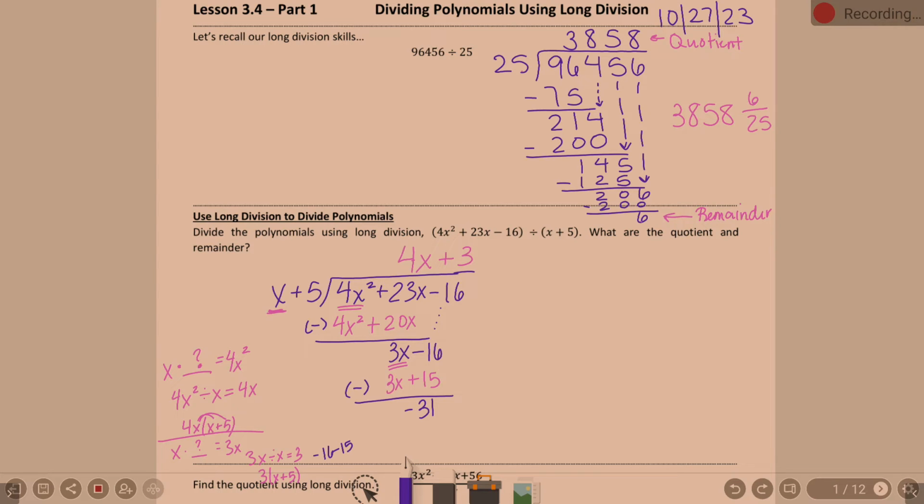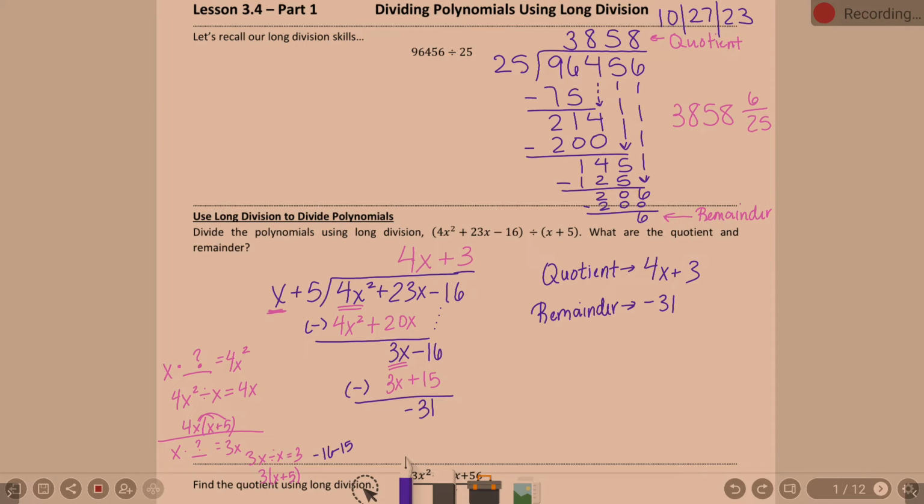Okay, what did this problem ask for? What are the quotient and remainder? What's my quotient? 4x plus 3. That's the answer to the division problem there. What is my remainder? Negative 31. If they just ask for the remainder, they just want the negative 31.